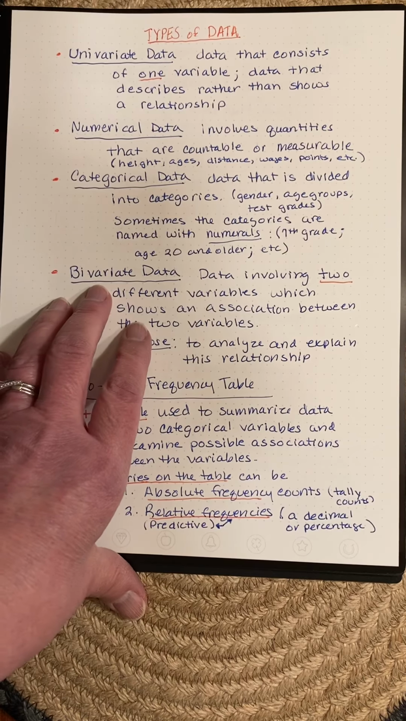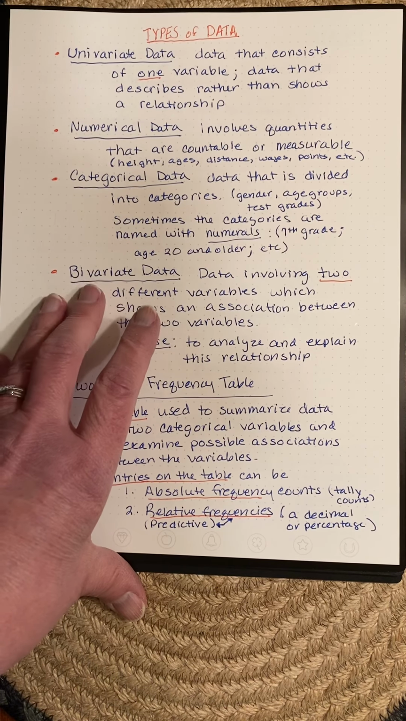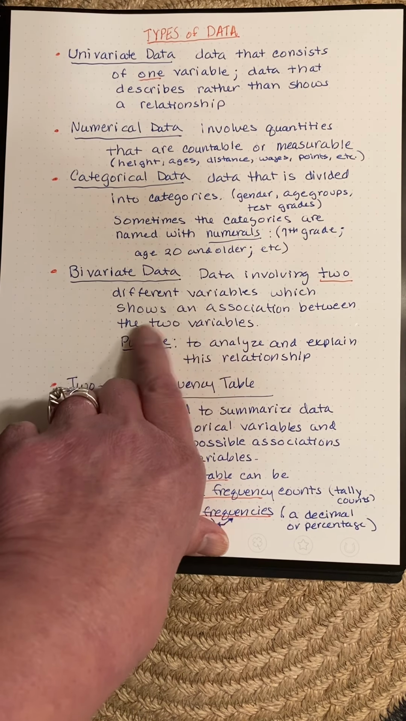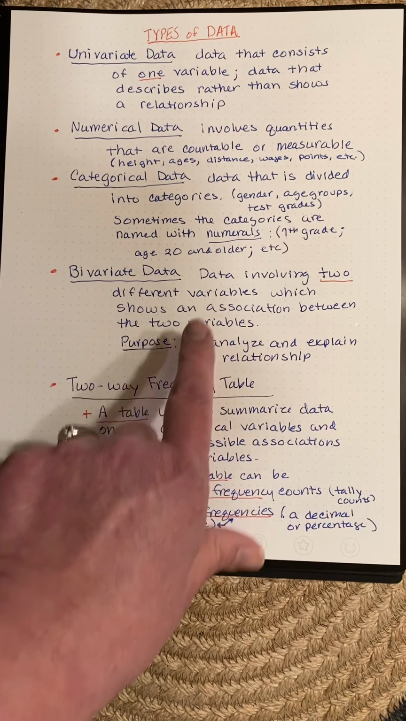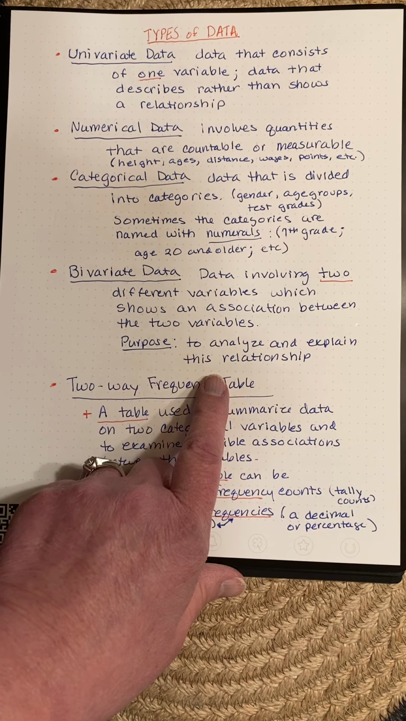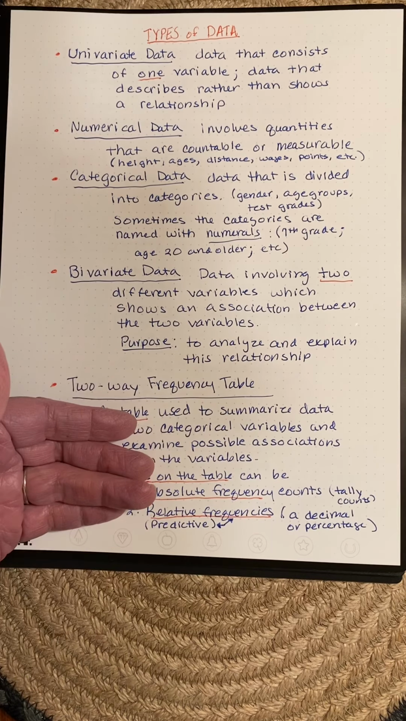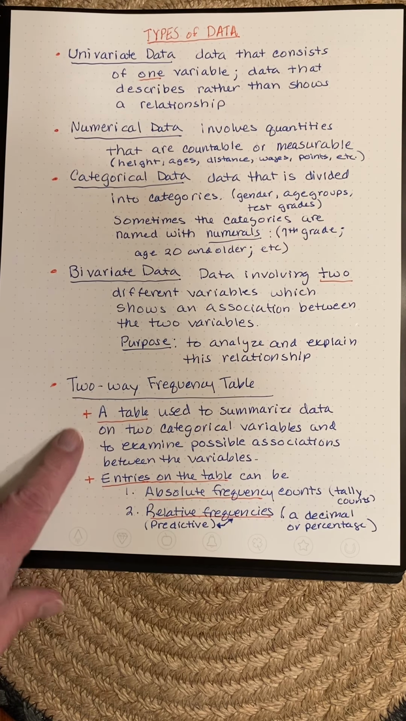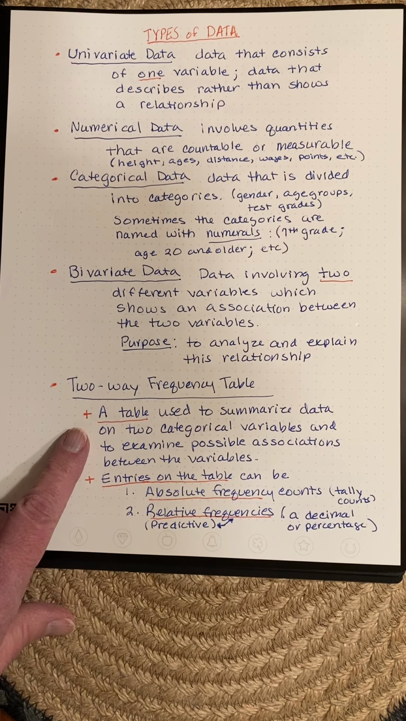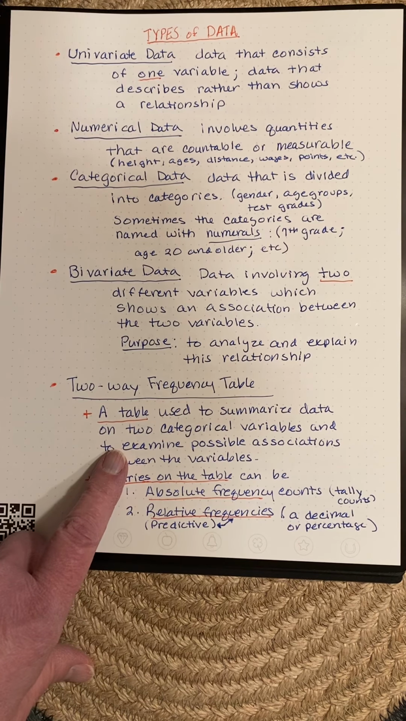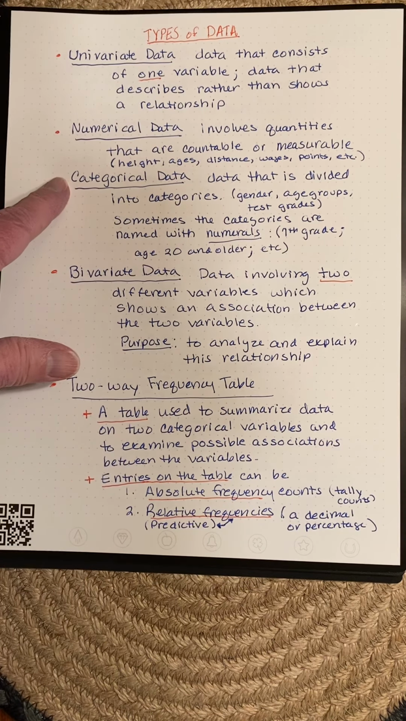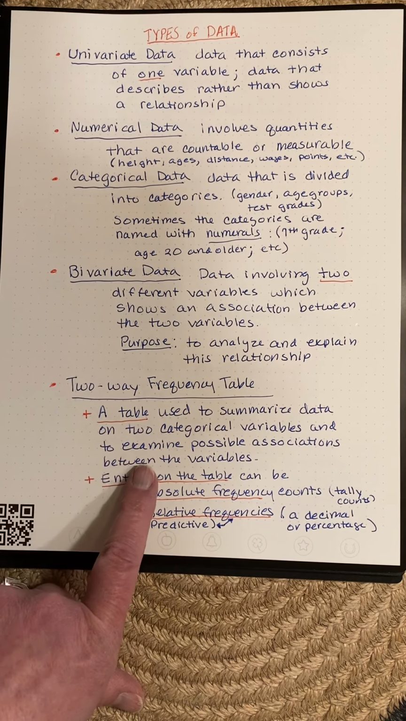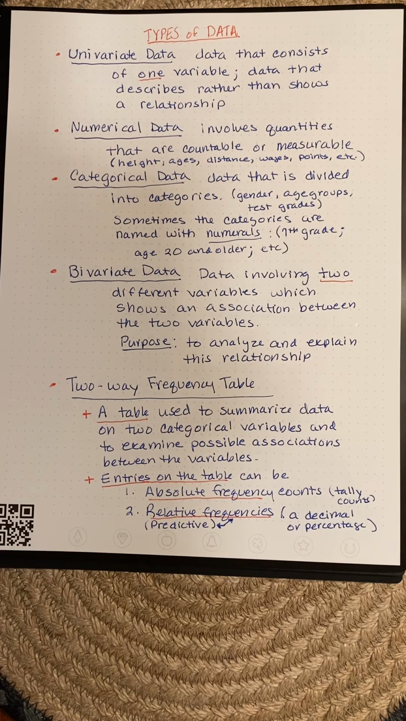Then you have bivariate data. And this is the one we're going to really be working with next. Data involving 2 different variables, which shows an association between the 2 variables. And the purpose of this is to analyze and explain the relationship between the 2. That leads us to setting up a two-way frequency table, which is a table used to summarize data on 2 categorical variables, and to examine possible associations between the variables.